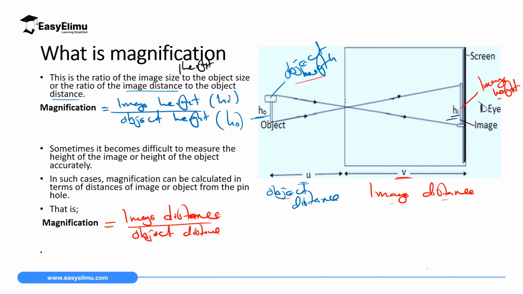Remember, image distance is written as a simple V, and object distance is given as simple U. Then in this case, we can say magnification, M, is equal to V divided by U. This is equation 2. And in the first scenario, when we defined it as image height over object height, we can say magnification is equal to image height over object height.